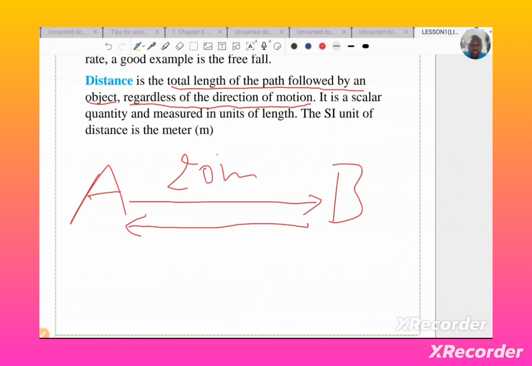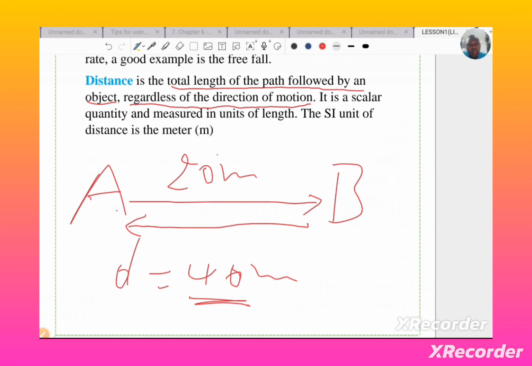Also, if one body moves from A to B and returns back from B to A, the distance will be 40 meters. I repeat, if one body moves from A to B and returns back to A, the total distance will be 40 meters, if from A to B there is 20 meters. So you consider the whole path a body has traveled.